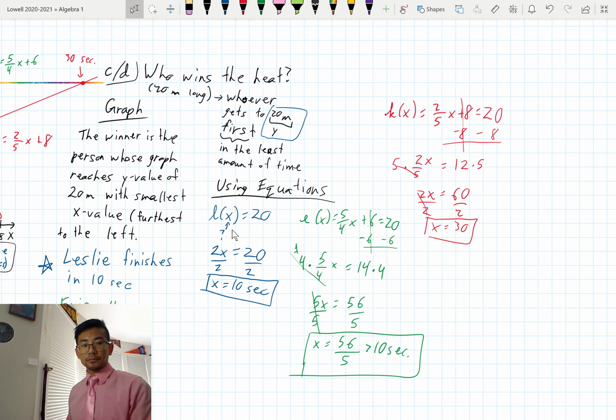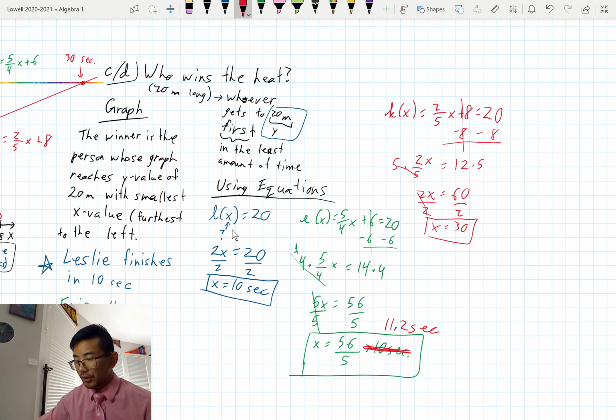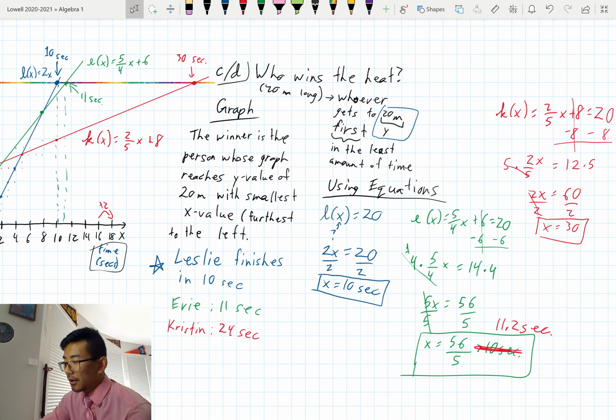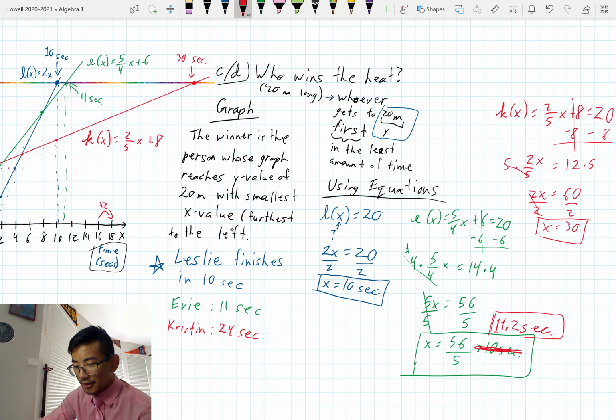Alrighty. So our graph was very, very close for Evie, but again, this is why our graph is not always the best way. It's good to help get us a rough estimate of where things are, but if we want to get the most precise answer, we want to use our equations.